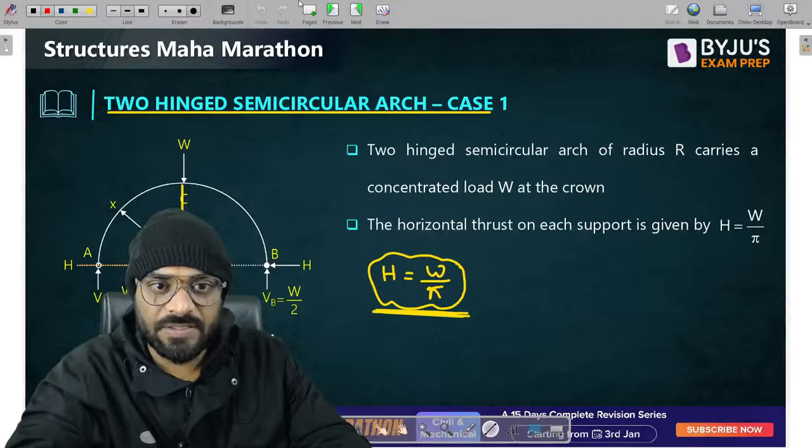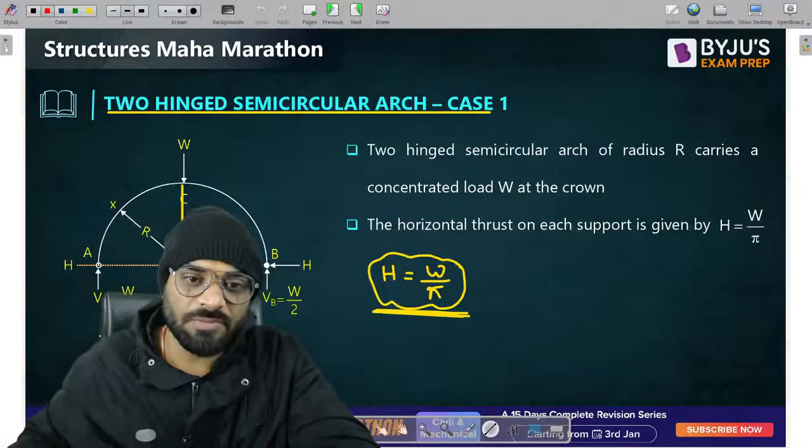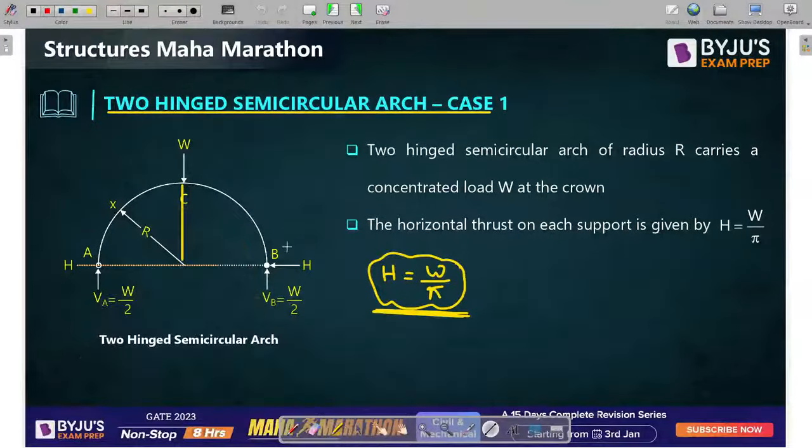Okay. Now guys, let's understand the values. Let me show you these values, which are standard values. Please remember these values. H equals W by pi in case of a two-hinge semicircular arch, if the load is present exactly at the crown.